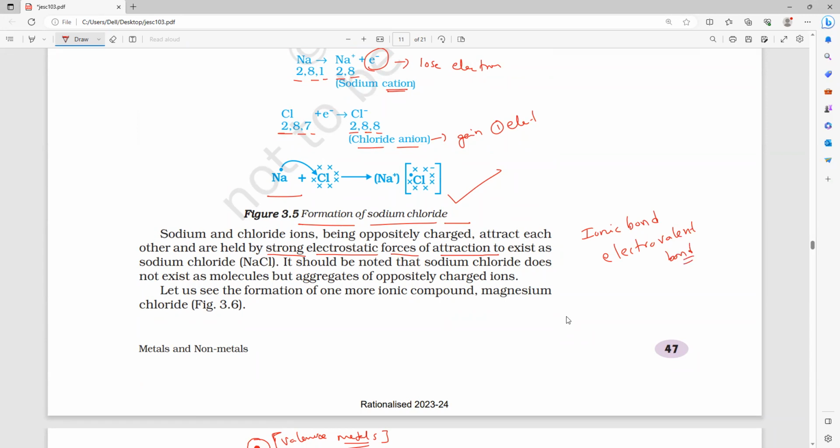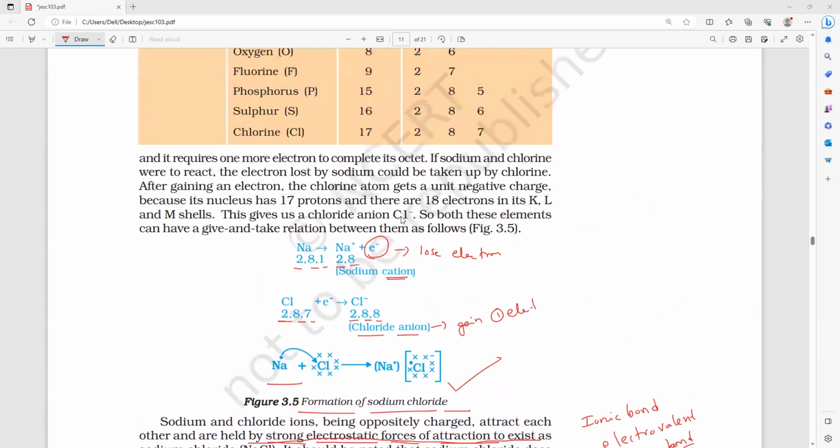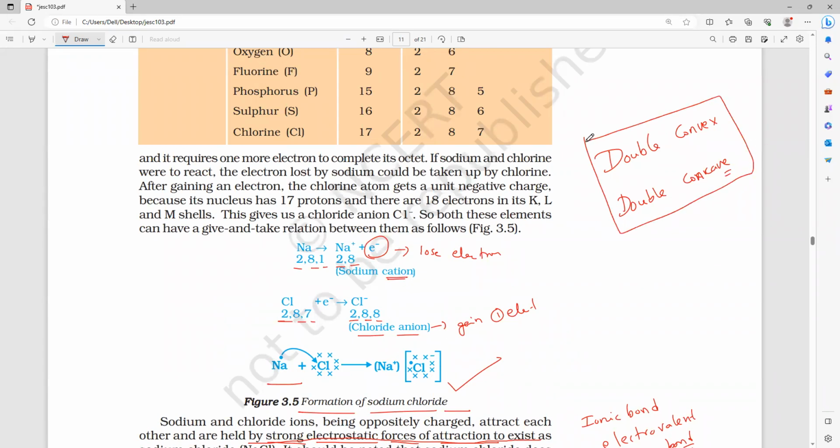Now, what is the use of reading the textbook is this one. Now, I'll prove how many of you have not read the textbook, within a minute. How many of you found a word called double convex and double concave in our NCERT textbook? I want to know. Double convex and double concave. Anybody? Please speak.